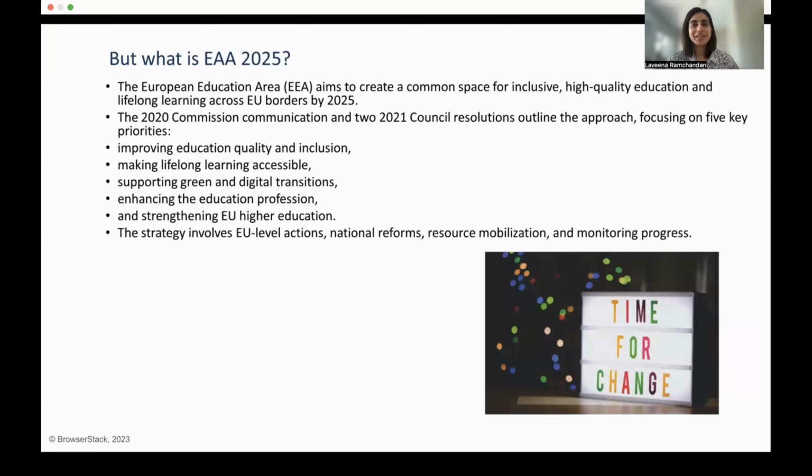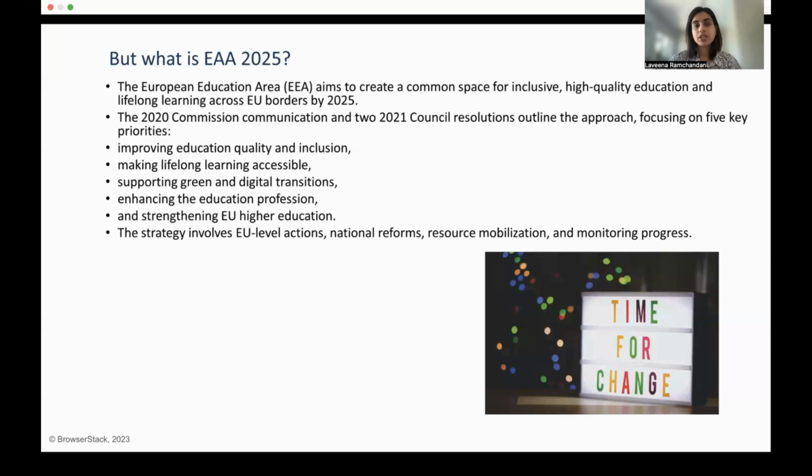So everyone's talking about the law. So let's have a look at what this actually is. The European Education Area, which is basically the European area where we are building these new laws, aims to create a common space for inclusive, high quality education and lifelong learning across EU borders by 2025.